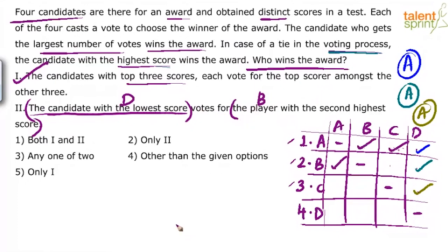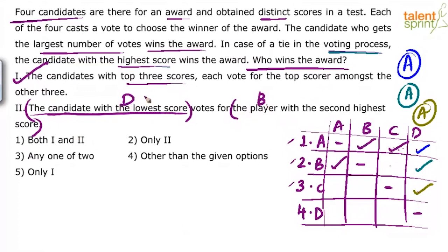Now, remember, in data sufficiency, you have to be very, very clear. When you're looking at statement 1, never consider the data given in the other statement. Similarly, when you're looking at statement 2, never worry about the data given in the other statement. So when I'm looking at statement 2 now, we will not keep what is given in statement 1. Independently, we are verifying the statements. So statement 2 alone tells me that D's vote has gone for B.